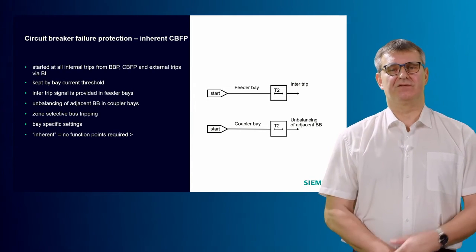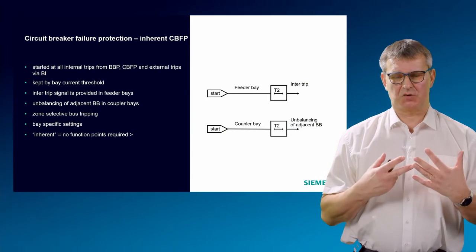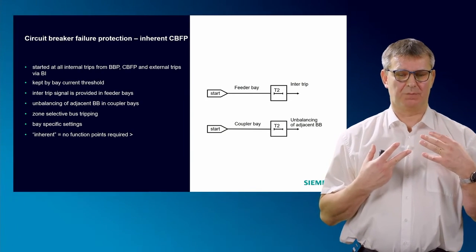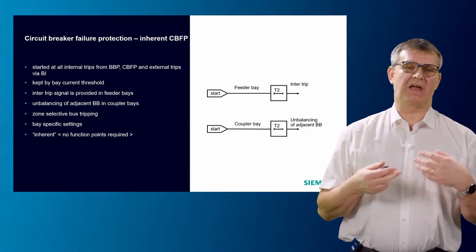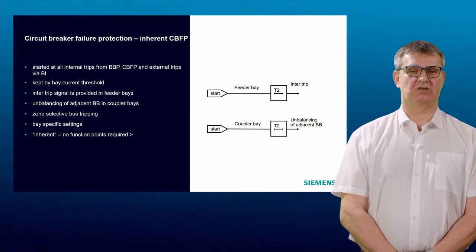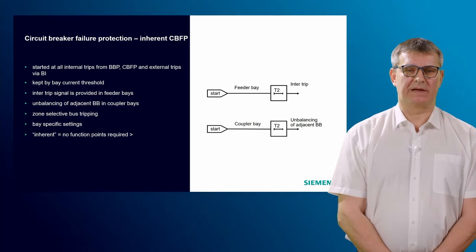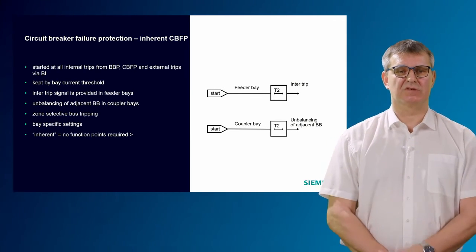Inherent means also for the internal trips, and for the inherent circuit breaker failure protection, you don't have to pay function points. Whereas for the advanced, for the externally started circuit breaker failure protection, you have to pay some function points, depending on whether it's a 3-pole circuit breaker failure protection or a 1-3-pole.